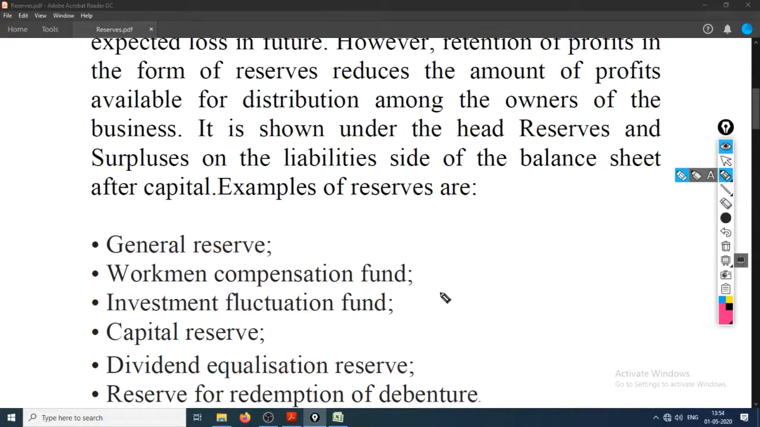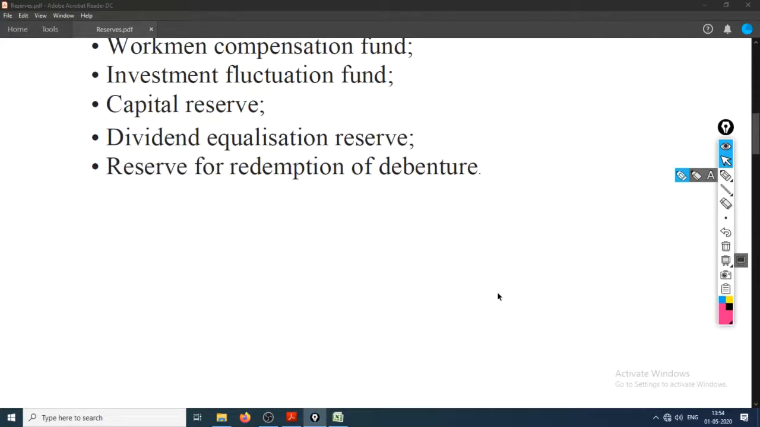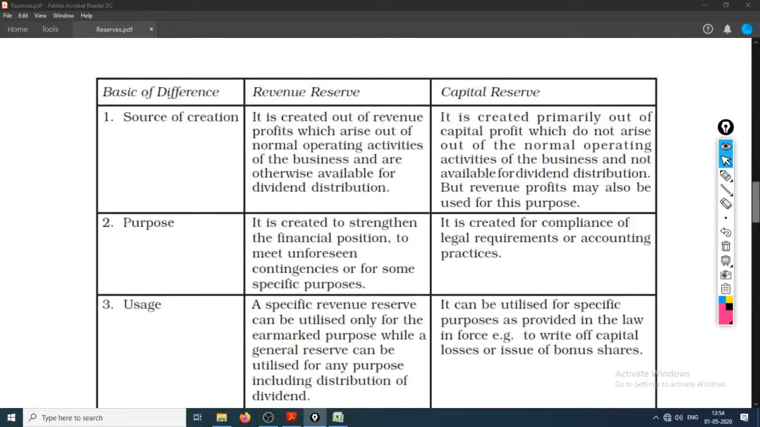Let's move on ahead and see what else it can be used for. Right here is the difference between a revenue reserve and a capital reserve. As revenue suggests operating, it is the reserve that is created by operating profits.